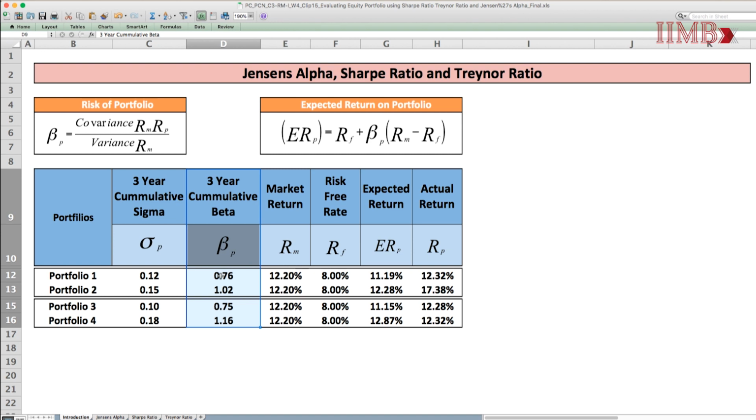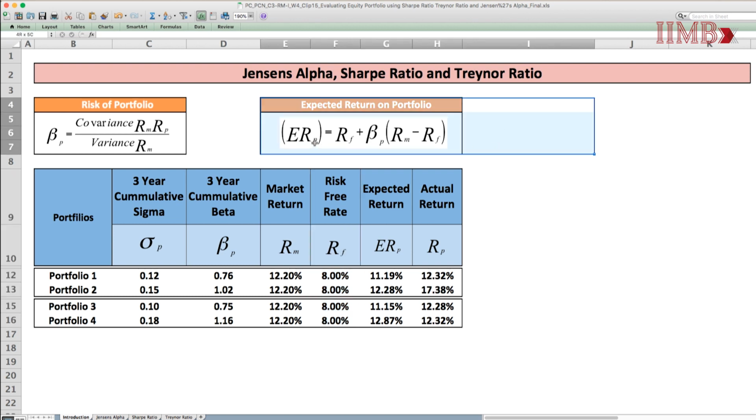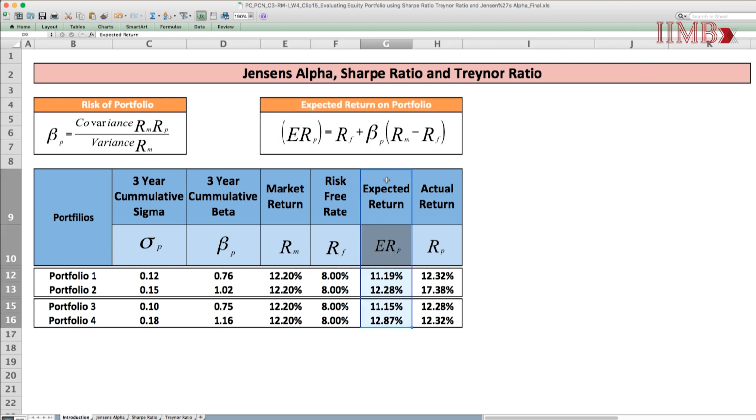The market return, that is the return in the market where these portfolios are being traded, is 12.20, and the corresponding risk-free rate is 8%, which is constant across the 4 portfolios. Now, using this formula, expected return on a portfolio, we have calculated the expected return for the 4 portfolios, which is portfolio 1 11.19, portfolio 2 12.28, portfolio 3 11.15 and portfolio 4 12.87. Now this is the expected return which is computed based on the capital asset pricing model formula.